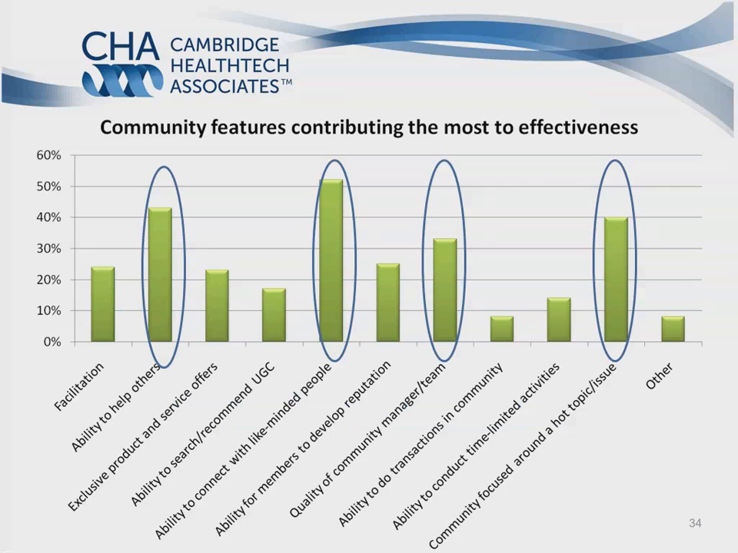So what are the community features that contribute the most to effectiveness? And people said that it's the ability to help others, it's the ability to connect with like-minded people, it's the quality of the community manager/team, and it's having a community focused around a hot topic or issue. So again, make it relevant to me, make it important to me, make it something that I want to come back to on a regular basis, and I want to learn more about things, and I really want to participate, and I want to get some information that I can't get anywhere else.